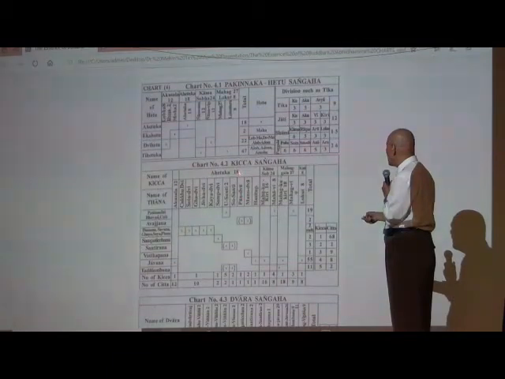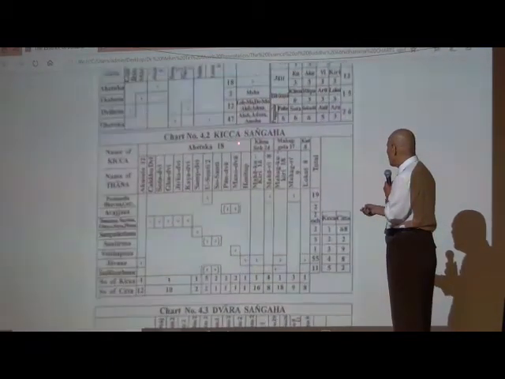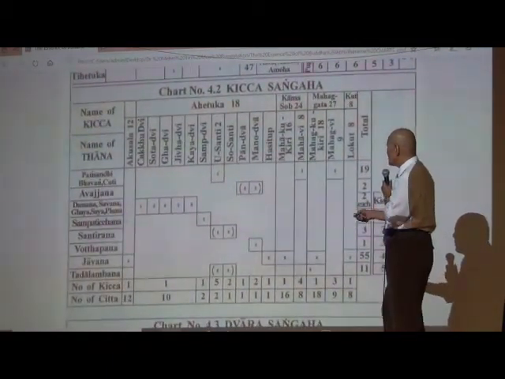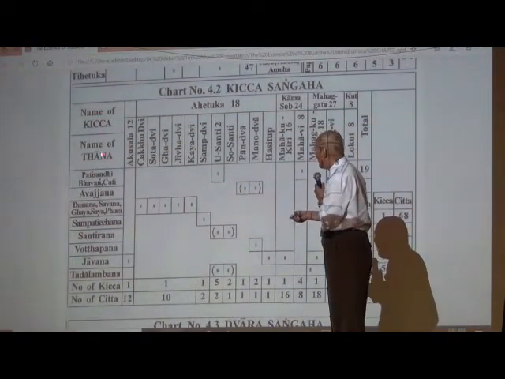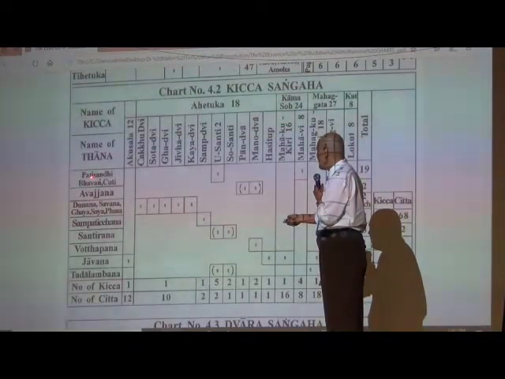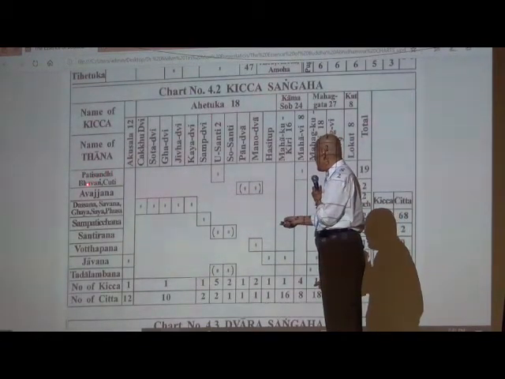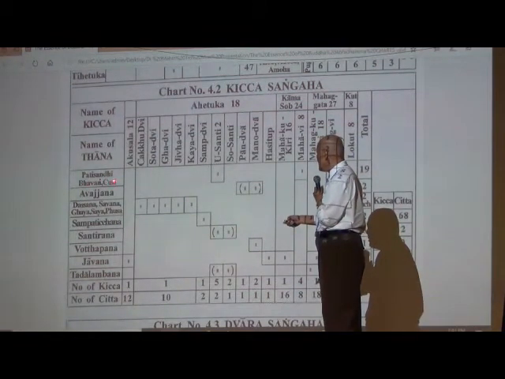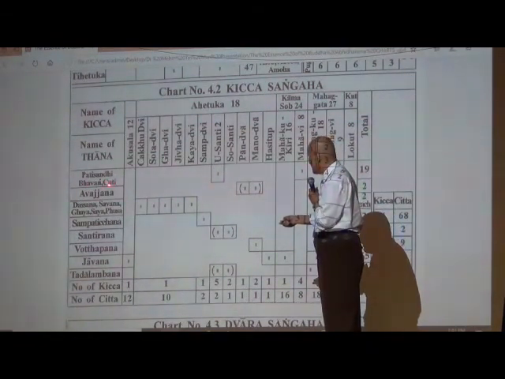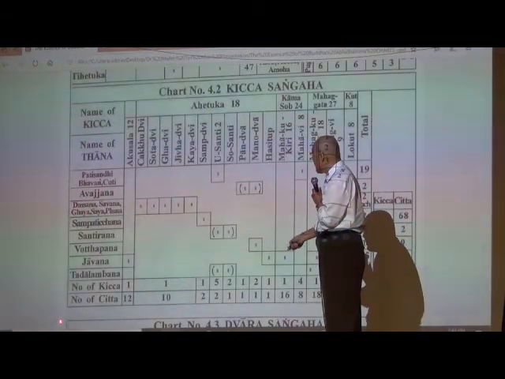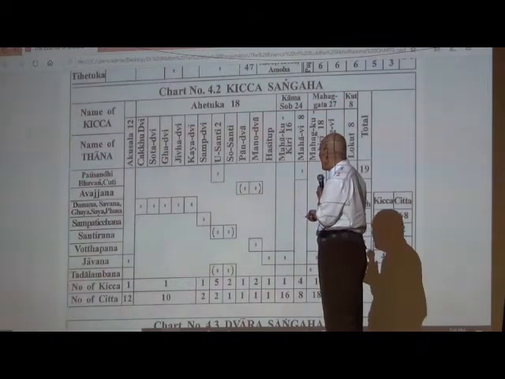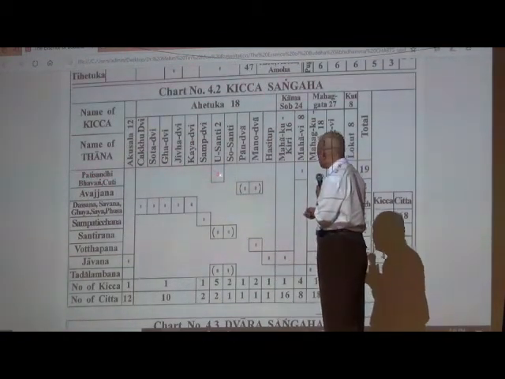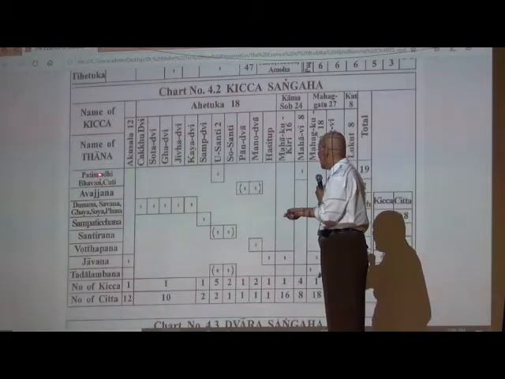Okay, this is the chart for these Kija Sangha. The names of the functions: Pati Sandhi, rebirth function; Bhavanga, life continuum function; Chuti, death function. We combine the death function here. Previously we put it as number 14, because the chaita that perform these three functions are the same. So now we just put them together here.